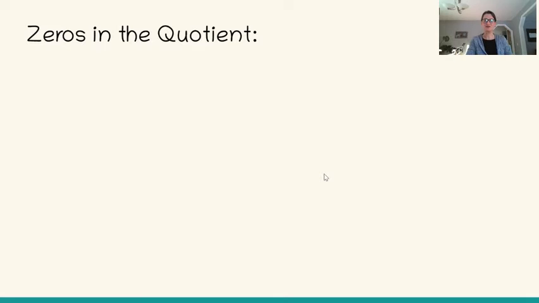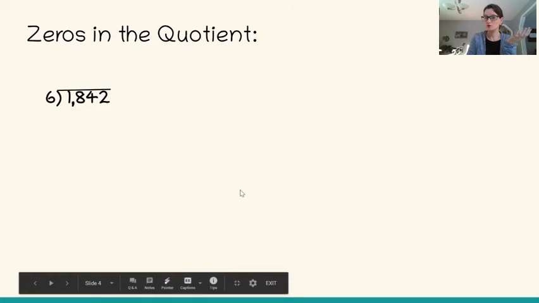Now we are going to move on to the activity page for today, which is all about zeros in the quotient. So we're going to be looking at page 114, and we're going to work on the first 2 problems together. So if you could turn to that page, you will see that the very first problem, question number 3, is 1,842 divided by 6. So let's just work through this together the way we know how to do.